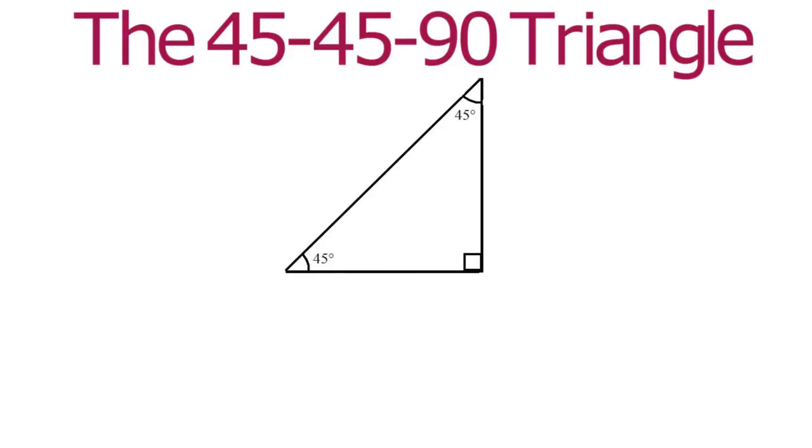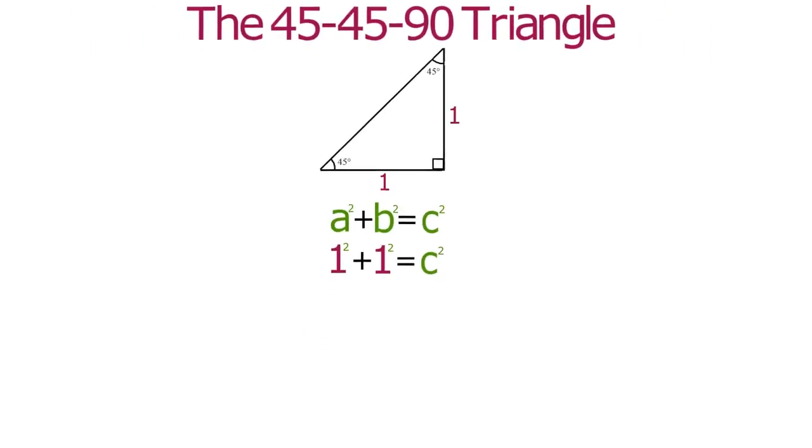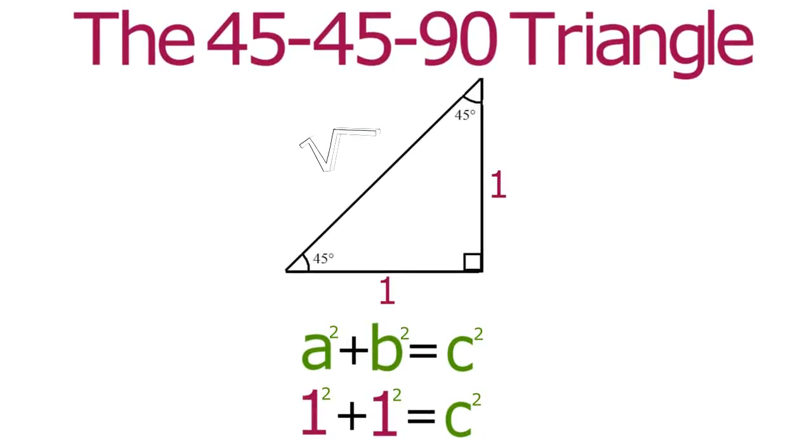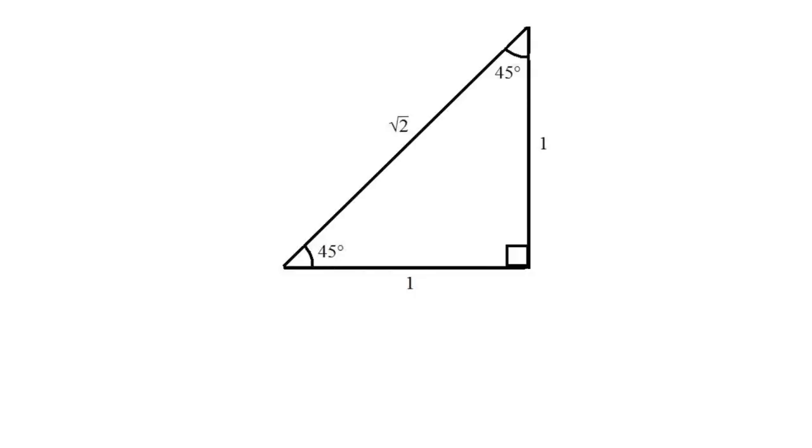45-45-90 triangle. Starting with a triangle that has two legs of length 1, you can use the Pythagorean theorem to calculate the length of the hypotenuse. To do this, plug in 1 for both A and B and solve for C. So the hypotenuse of this triangle equals the square root of 2, or radical 2.